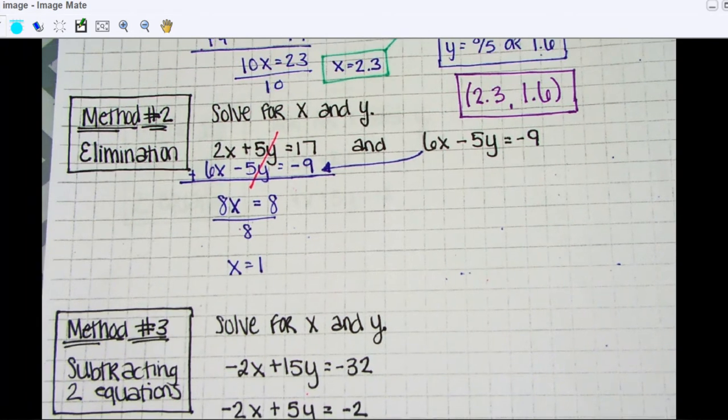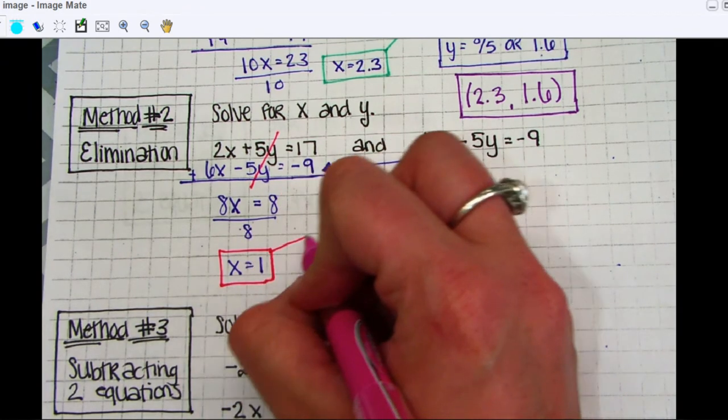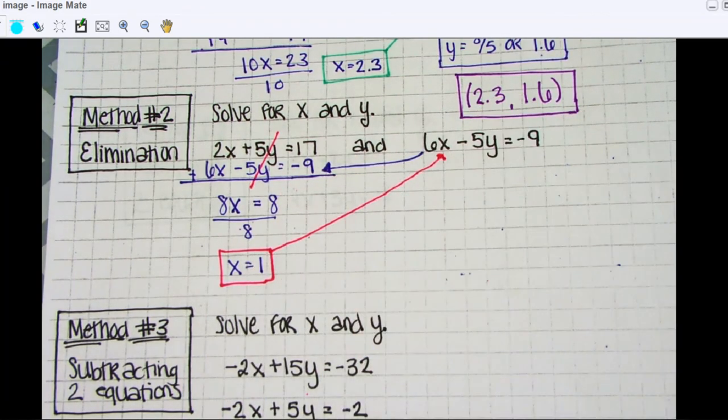Yes, we could have used substitution if you wanted to by solving for a variable, but we would have dealt with some fractions, and that's not the fastest or easiest method. So once you have x by itself, you've got your value. You're going to take it and plug it into the other equation. So I'm going to take x and just sub it in.